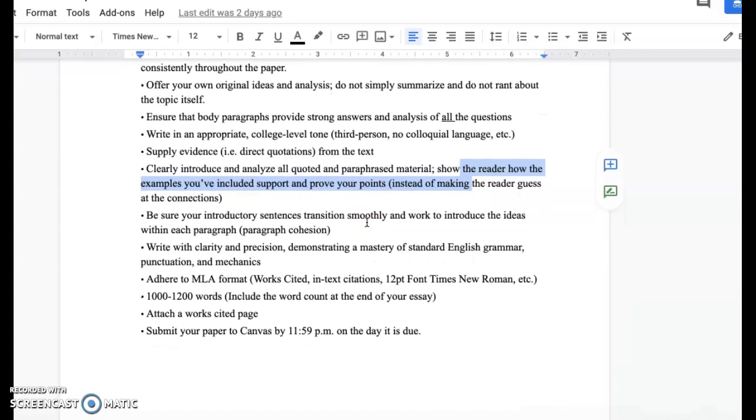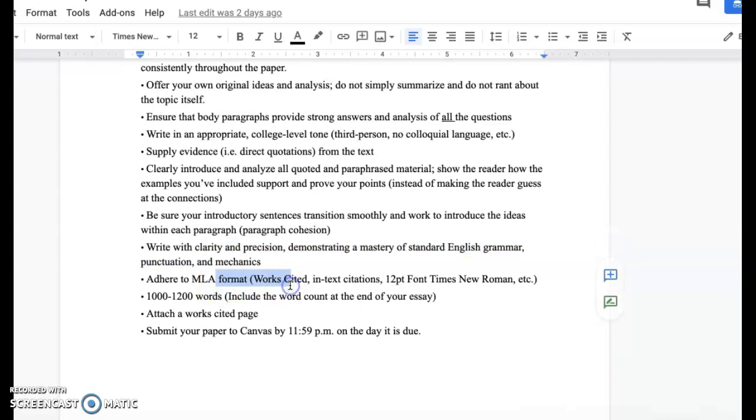Be sure your introductory sentences transition smoothly and work to introduce the ideas, right? We want solid intro sentences that are like mini thesis statements. They work for the entire paragraph. Write with clarity, precision, demonstrating mastery of English grammar. Don't get too hung up on how intense that language sounds. Just work on reading your papers out loud so that it sounds clear. I'm going to tell you right now, reading it out loud and listening for those mistakes and really truly stopping at the punctuation wherever you placed it will help you start to tweak your grammar quite a bit.